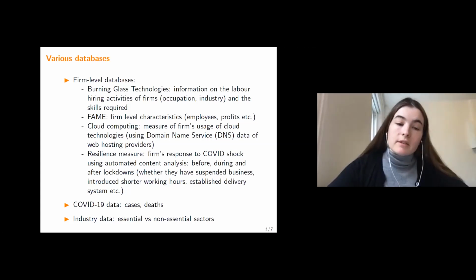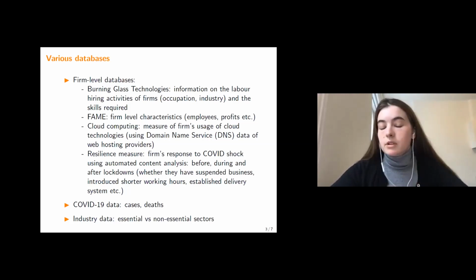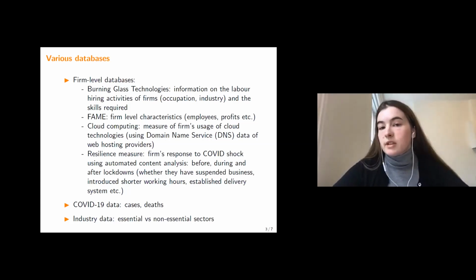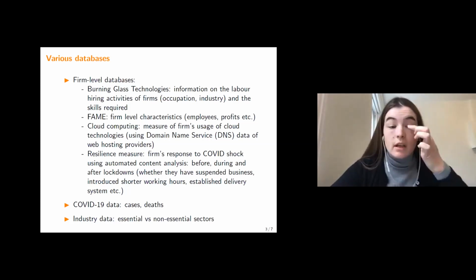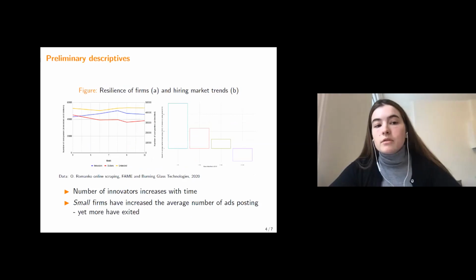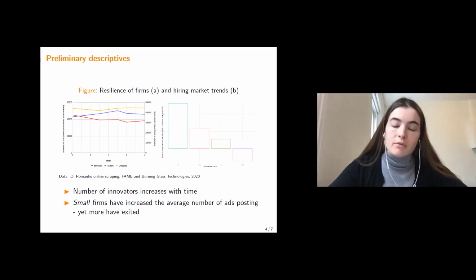This is all for the firm-level databases, but then we need data to follow the crisis. This could be cases, deaths, and we can think of others. Then we will include industry-level data because we probably have to separate the essential versus non-essential sectors, as they are hit differently. If we go to the next slide, I will give you some very initial descriptives that we've done.